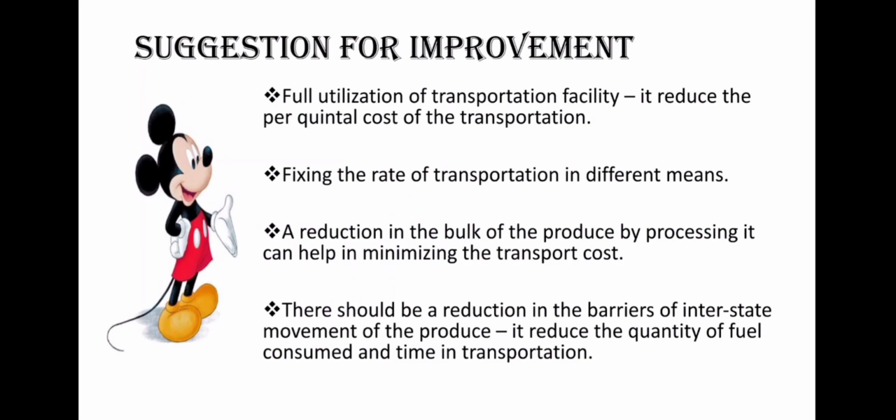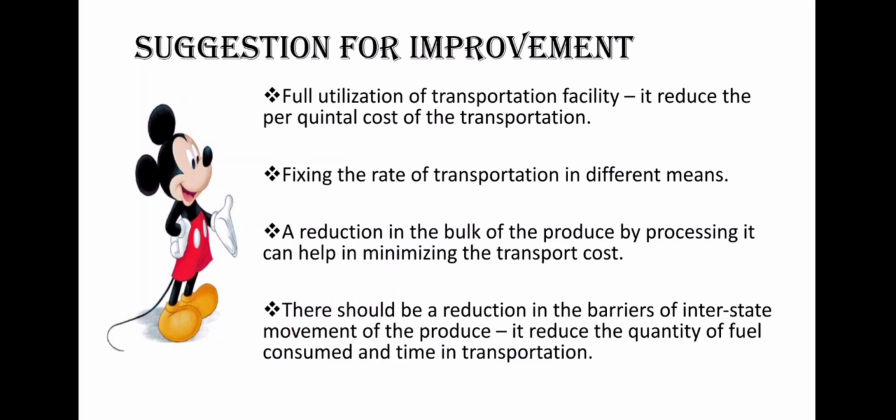Suggestions for improvement. The following are some of the suggestions for effecting transportation improvements and reducing transport cost. Full utilization of transport facility will reduce the per quintal cost of transportation. Fixing the rate of transportation in different means. There should be a reduction in spoilage, damage and breakage during the period of movement as a result of better handling, packaging and the use of proper types of wagons.